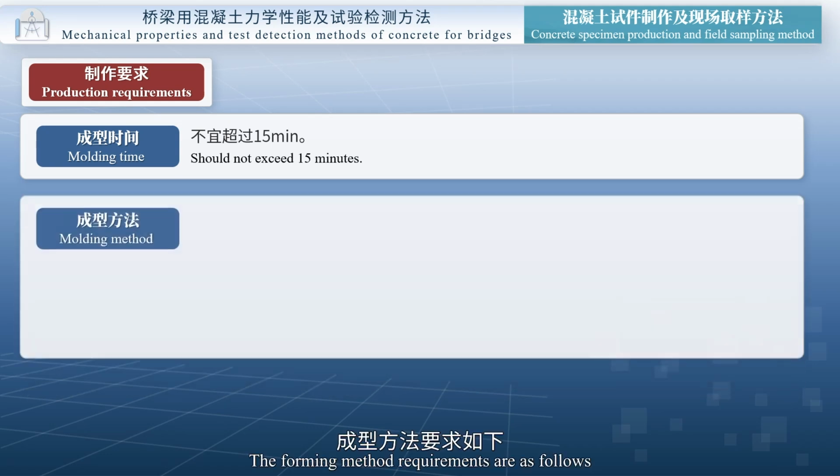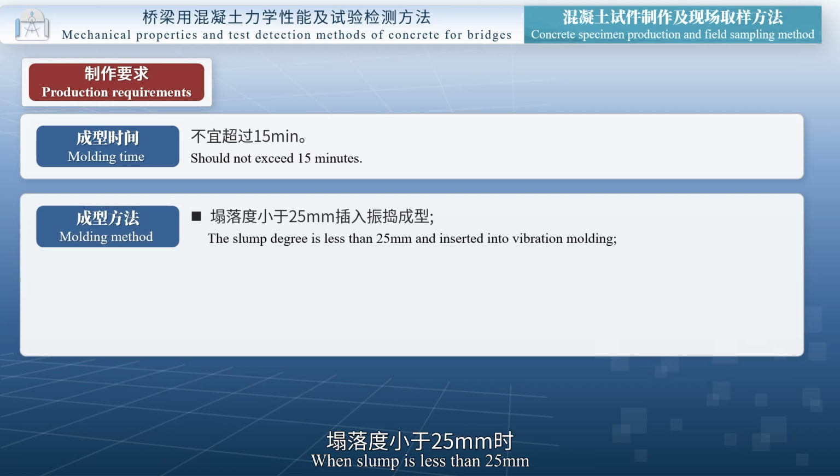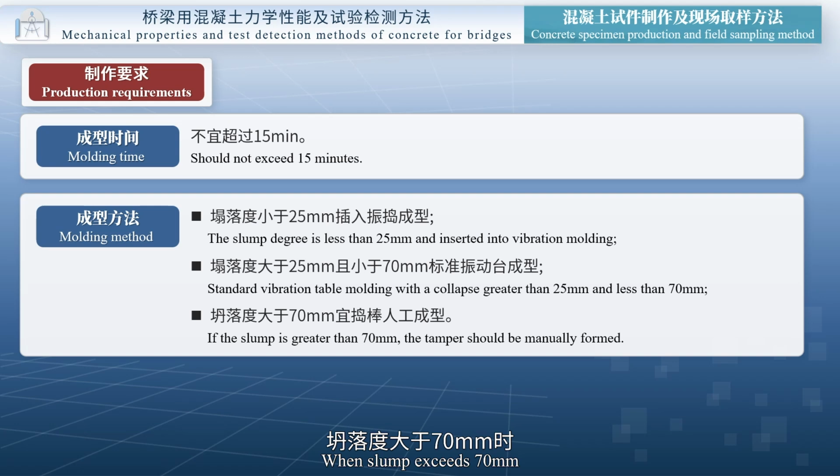The forming method requirements are as follows. When slump is less than 25 millimeters, use insertion vibrator forming. When slump is greater than 25 millimeters and less than 70 millimeters, use standard vibration table forming. When slump exceeds 70 millimeters, manual rodding molding is advisable.